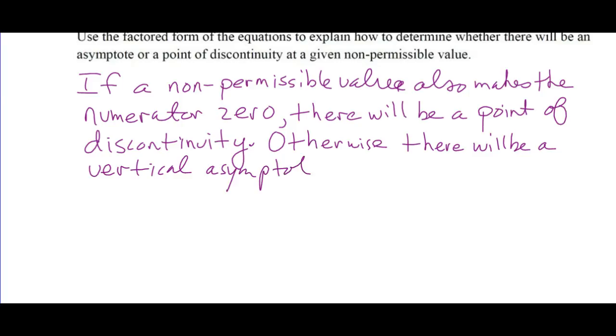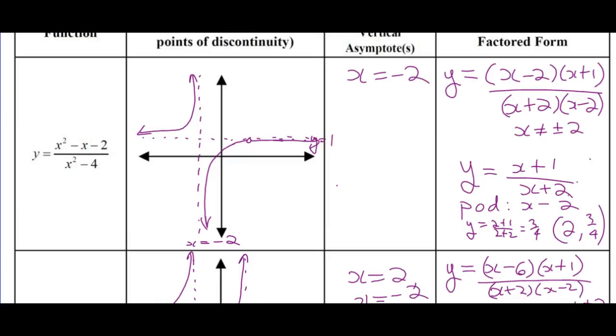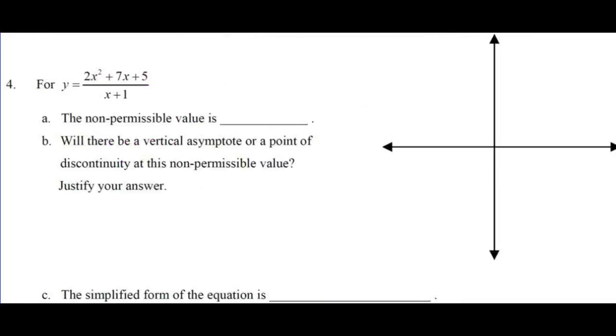So it's very important when you're working with rationals to be able to factor them, to state the restrictions from a factored form, and then to look a little deeper into it, right? Oh, these guys are the same. Oh, there's going to be a point of discontinuity here.